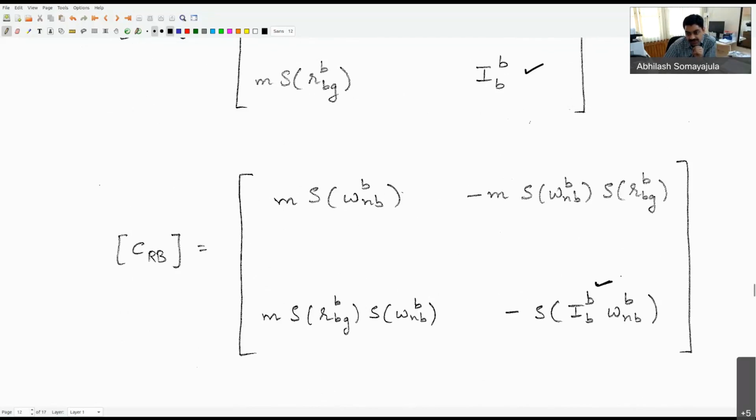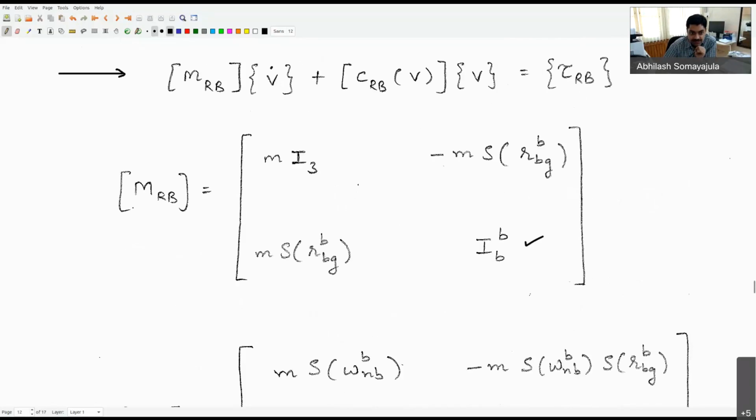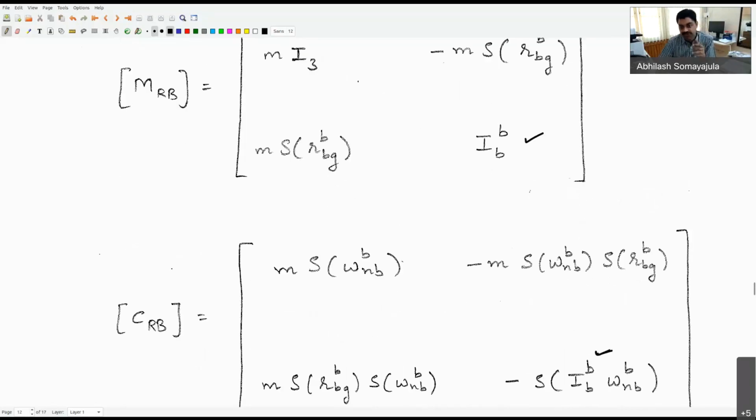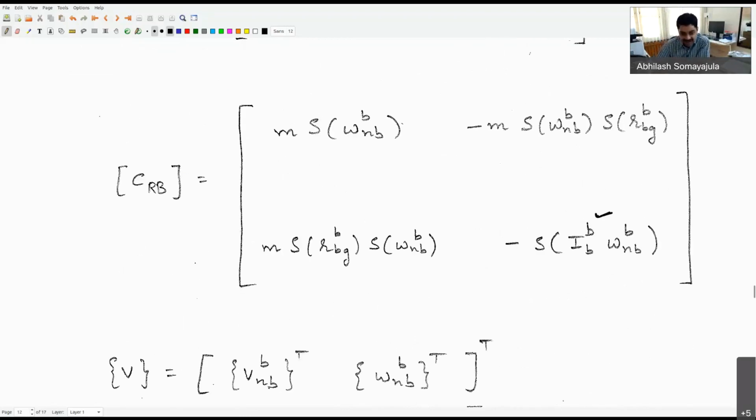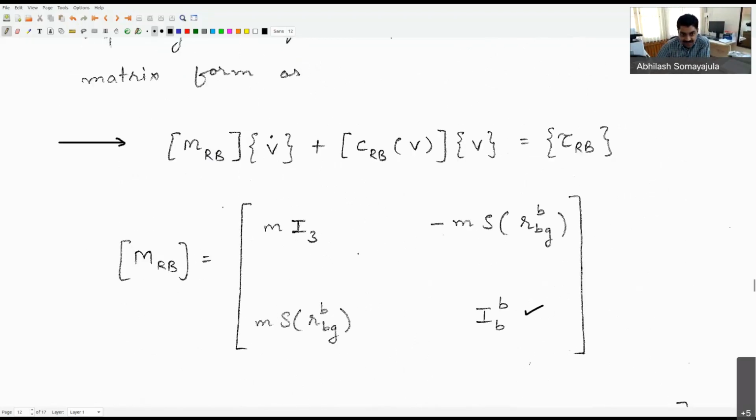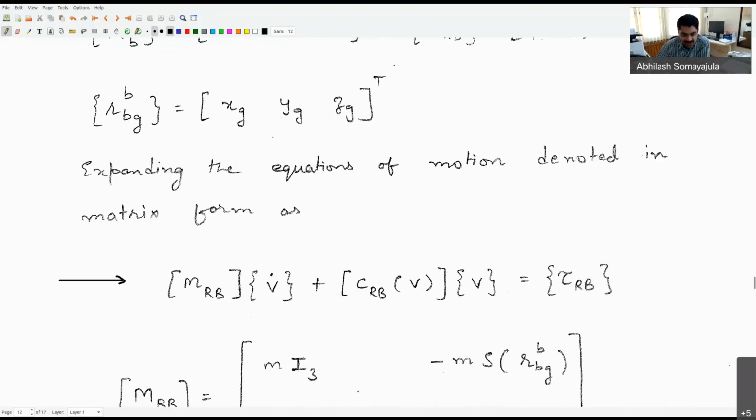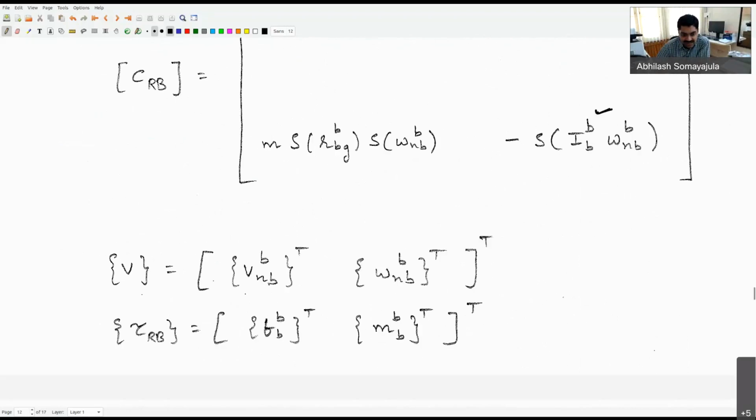That is why we went through this much effort to express both these matrices purely in terms of the inertia matrix with respect to the body fixed frame. That was the primary idea. So in this case, we can now see that this generalized vector V is nothing but VNB and omega NB concatenated together.